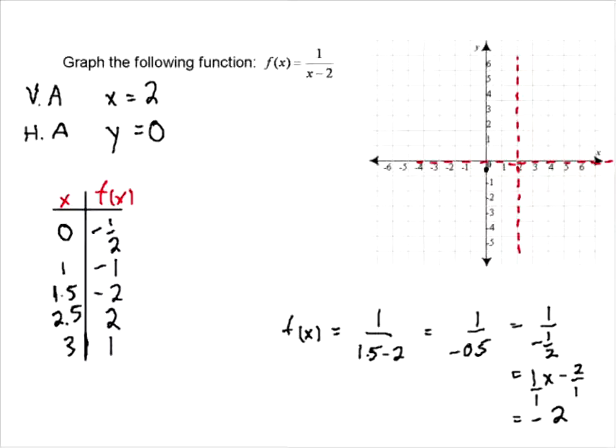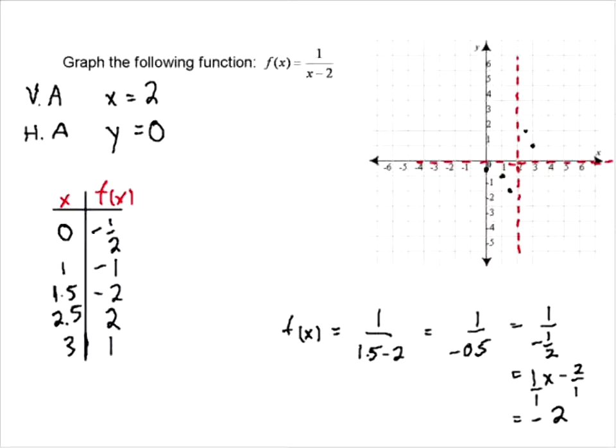Now, I went through those quickly, but if you need to, you can go through and figure out each of those individually and find those points. And all we've done is determine points on our graph. So 1, negative 1, we're right here. 1.5 and negative 2, we are right here. 2.5 and 2, we are up here. 3 and 1, we're right here.